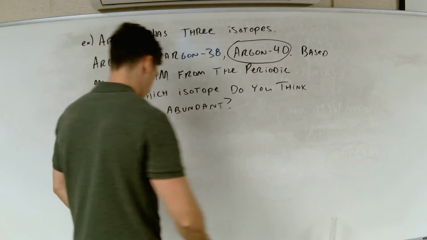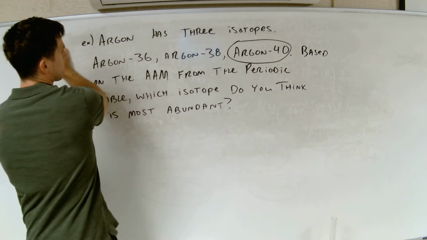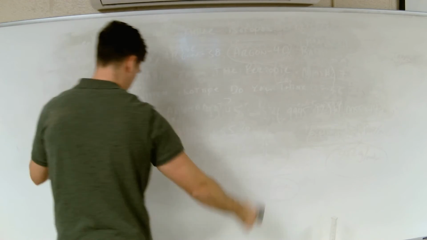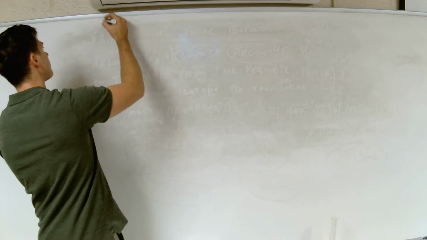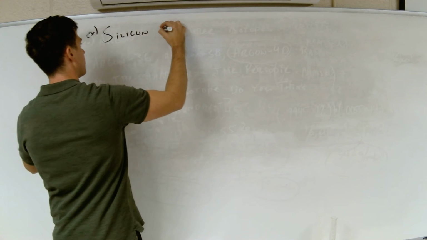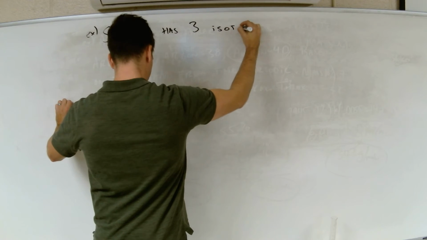Next up, we have something where we could do some math, and then I've got a challenge problem for you after this one. Silicon has 3 isotopes.